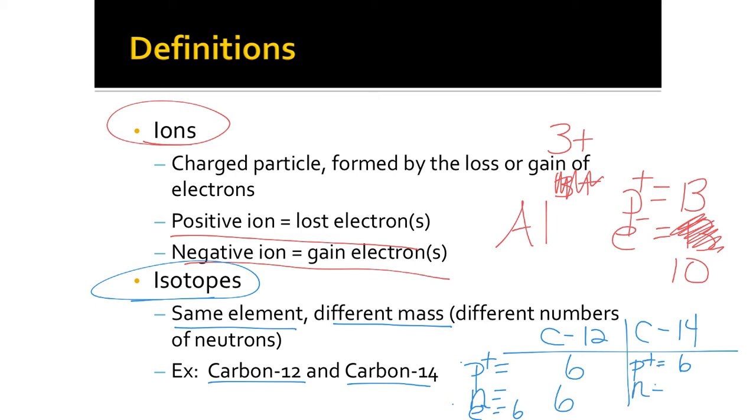All right, carbon-14 would have 6 protons because the atomic number is 6. The neutrons here would be 8 because 6 plus 8 equals 14. So when we have a different mass, the number of neutrons changes. Electrons would still be 6 because it still doesn't have a charge, so therefore we need 6 positives, 6 negatives.